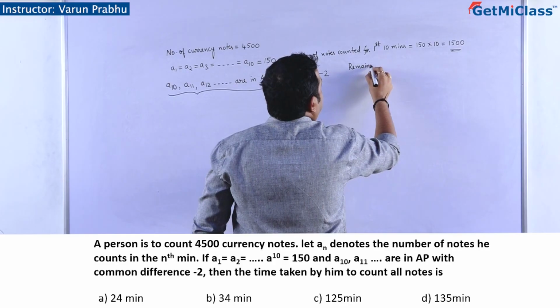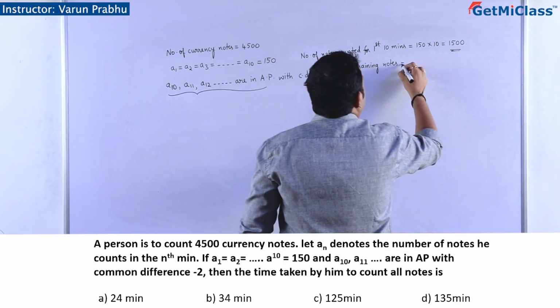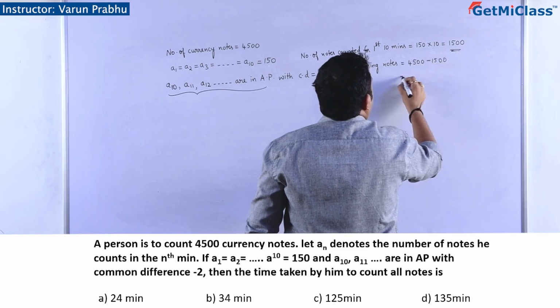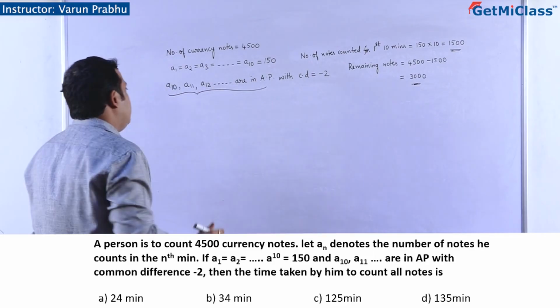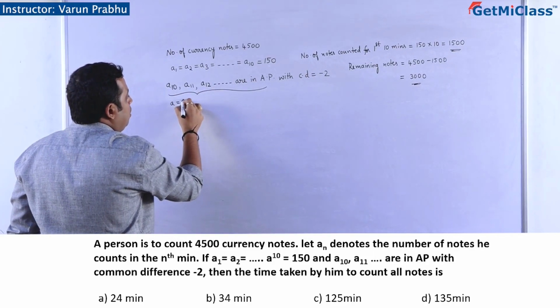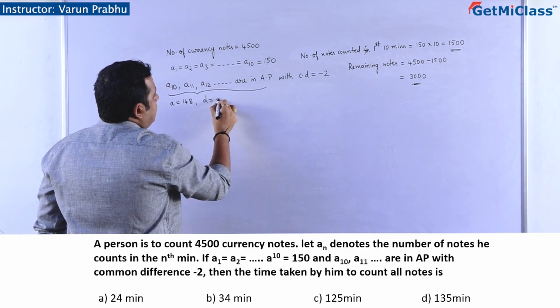So can you tell me what the remaining notes are now? The remaining notes will be equal to 4,500 minus 1,500. That is equal to 3,000, correct? So here, this is in AP. The first term will be equal to how much? Now 148, right? Why? Because the common difference should be equal to -2. D is equal to -2.